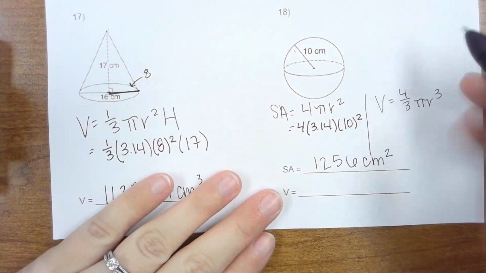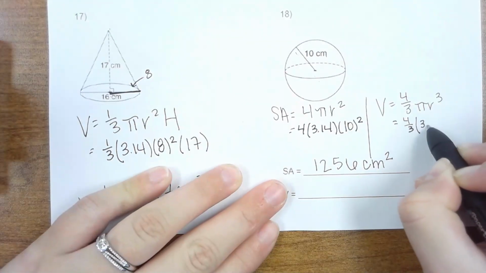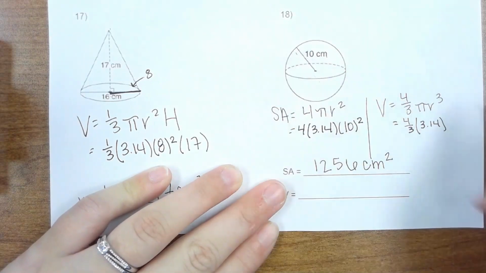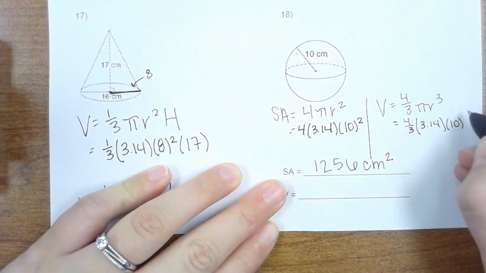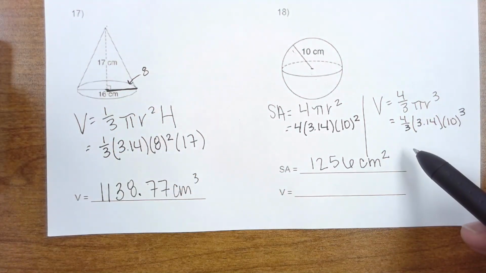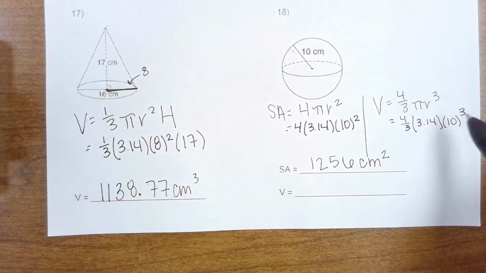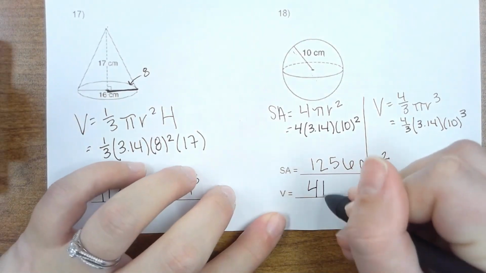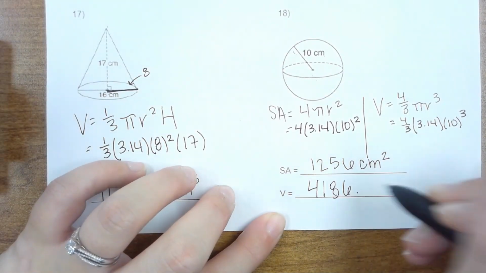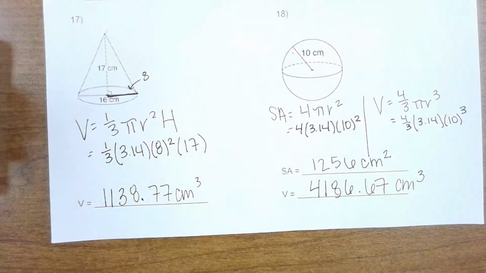All right, and then volume. So keep your 4/3. Again, plug in 3.14 for pi. Our radius is 10, and this time we are cubing it. All right, so again, just multiply. So take 4/3 times 3.14 times 10 cubed, and that is going to give you a total volume of 4,186.67 cubic centimeters. Because again, we're rounding to the nearest hundredths.